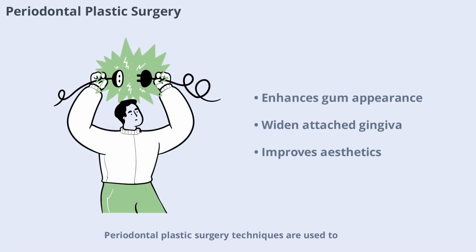Periodontal plastic surgery techniques are used to enhance the appearance and function of the gums. Procedures such as root coverage and connective tissue grafts help to widen the attached gingiva and improve aesthetics. These techniques are especially important for patients with significant gum recession or aesthetic concerns.